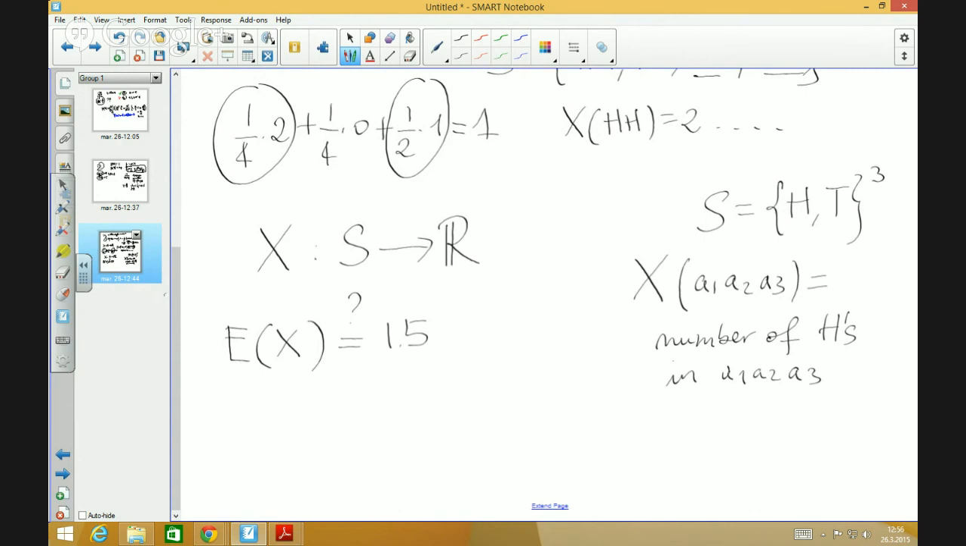Okay, so let's see. Now, how many possible outcomes do I have? They're all equally likely. So what is the probability of any single one? It's 1/8. All of them have probability 1/8. Now, what we need to figure out is how many ways do we have to get different values? What are the possible different values?